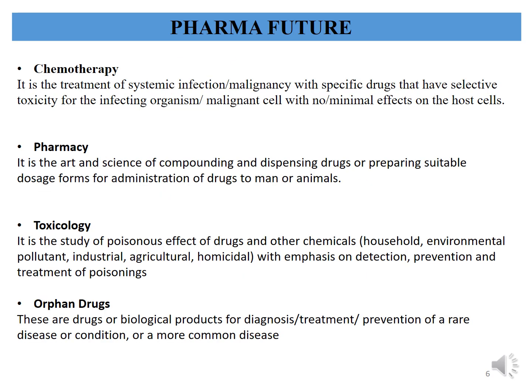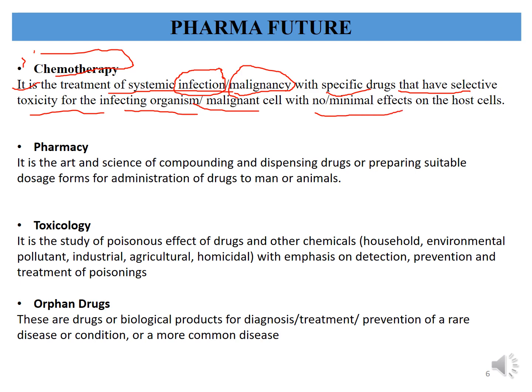Next one, chemotherapy. Chemotherapy is the treatment of systemic infection, infectious disease which occurs from microorganisms, or malignancy, that is cancer, with specific drugs that have selective toxicity for the infectious organism or malignant cell with no or minimal effect on the host cell.